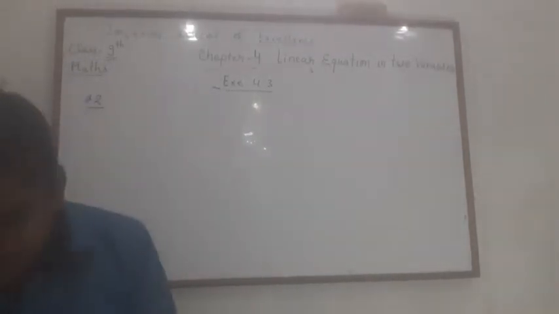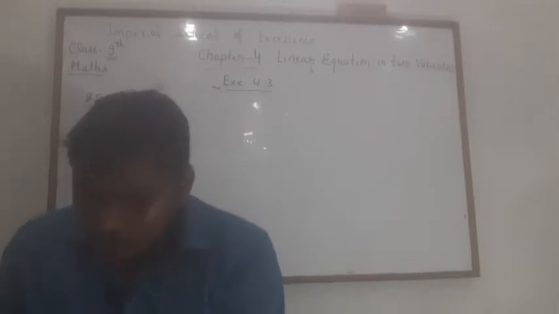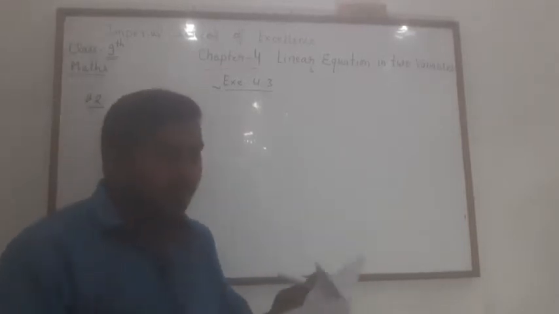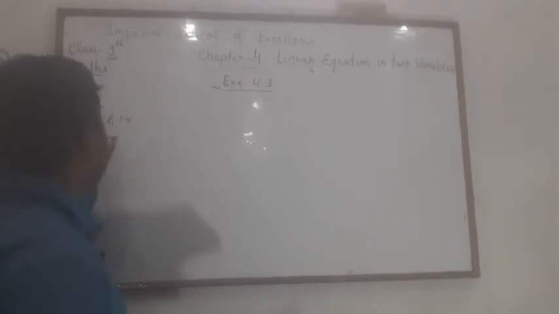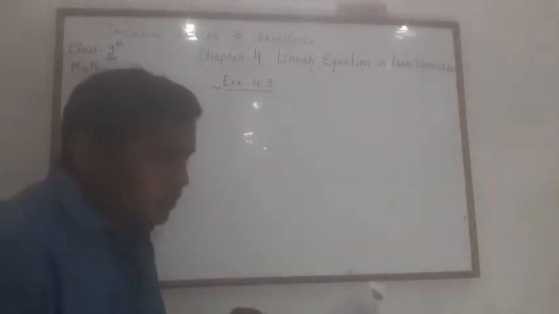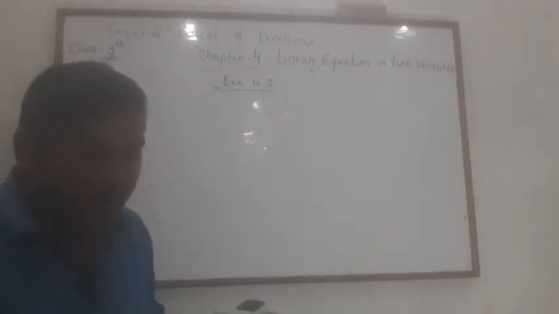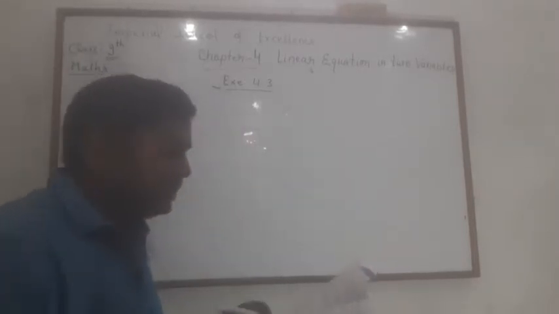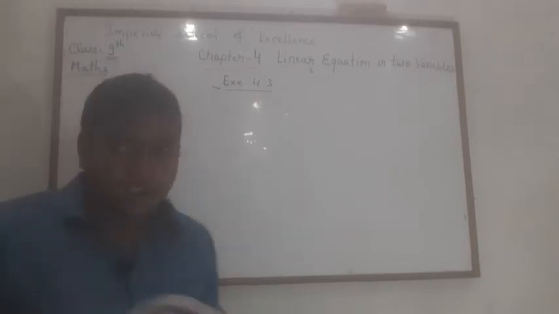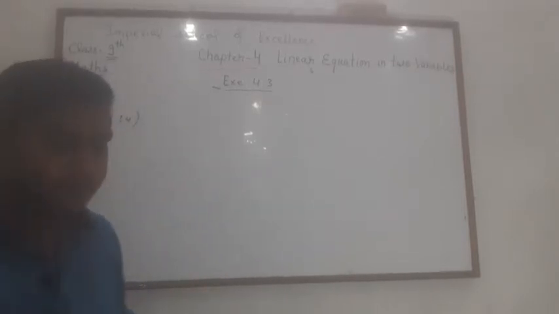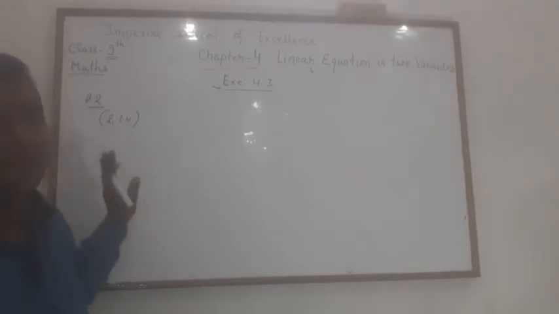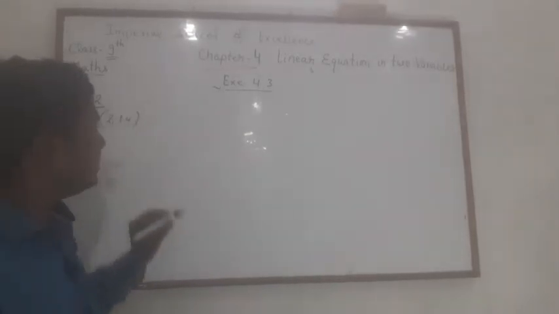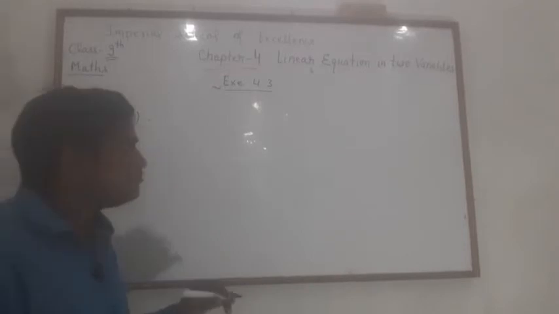Question number 2 says: give the equation of two lines passing through the point (2, 14). How many more such lines are there and why? We have to give the equation of two lines which are passing through this point. And this is a point. What is the location of this point?